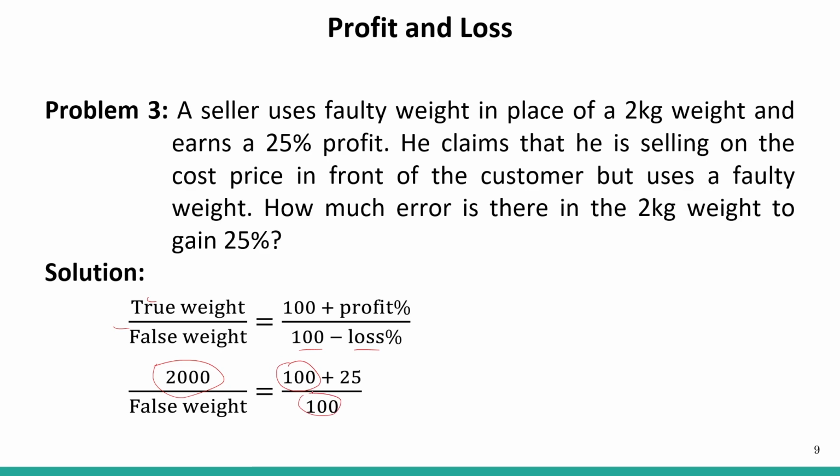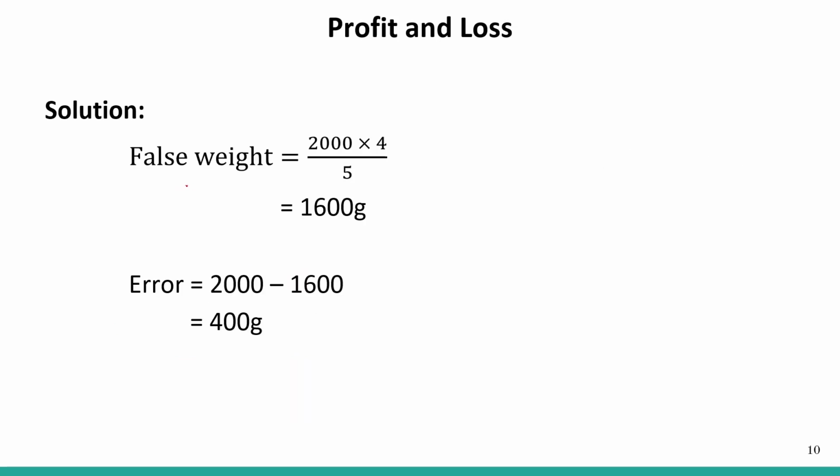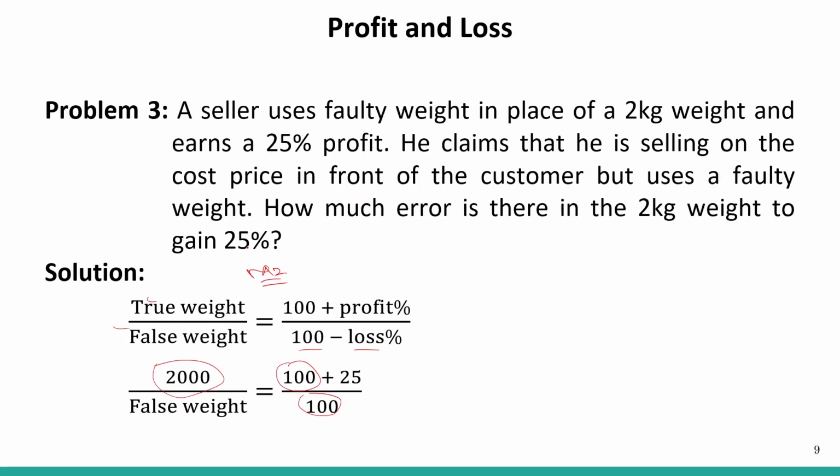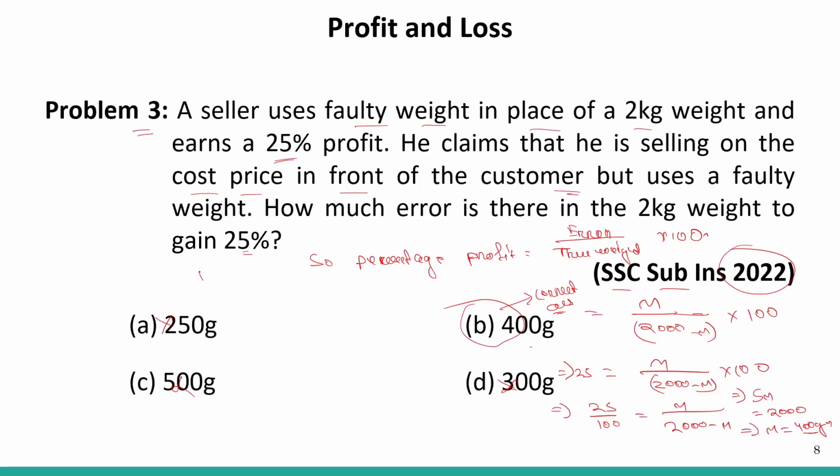So this question has been solved in this method here, that is method 2, using the ratio proportions method. So false weight is equal to 2000 into 4 by 5 is equal to 1600 gram. So error is equal to 2000 gram minus 1600 gram, which is 400 gram. So we can also solve it in this way. This is method 2, and that was method 1.